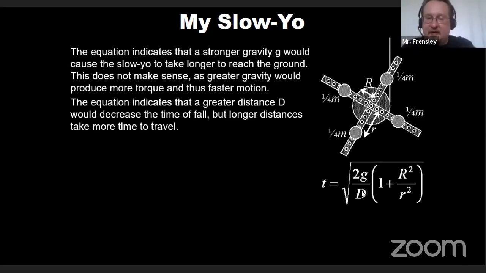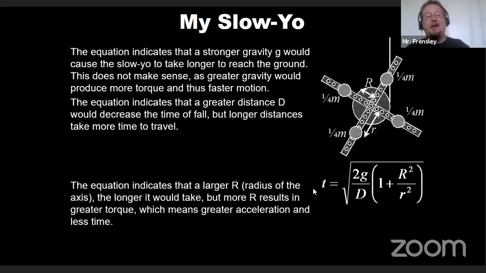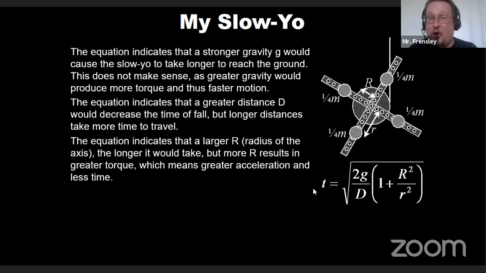Okay, that's a reference to a TV show. Anyway, so distance should be in the numerator, right? What I'm seeing in this equation doesn't make any sense. D should be in the numerator, so it takes more time to fall for more distance. Turns out both the R's are in the wrong places.